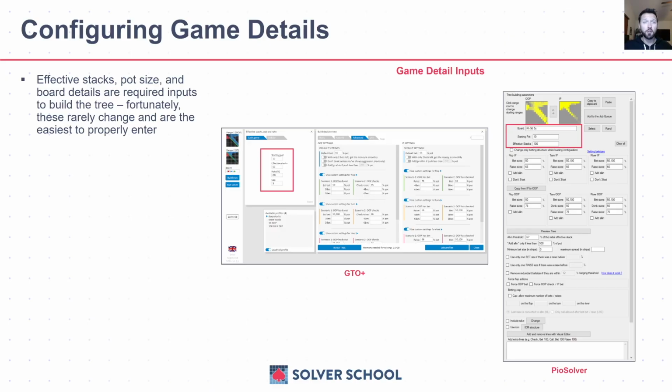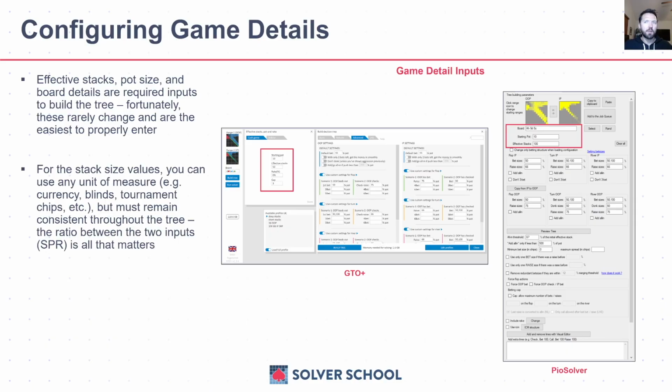The board never changes if we are very clear on what we're actually trying to study and we're looking at a hand history. That board is going to be constant. We don't have any bias that we're injecting into this hand by adding a particular board. The pot size and the effective stack size, as long as we remember those details properly and enter those details properly, there's not a lot of nuance that can be added as it relates to entering those values. So they're required inputs to build a tree. And again, fortunately, these rarely change and they're easiest to properly enter.